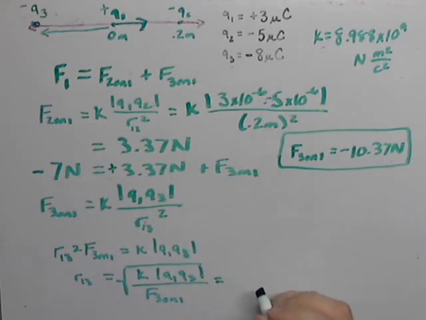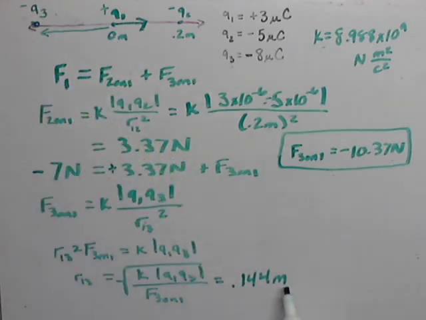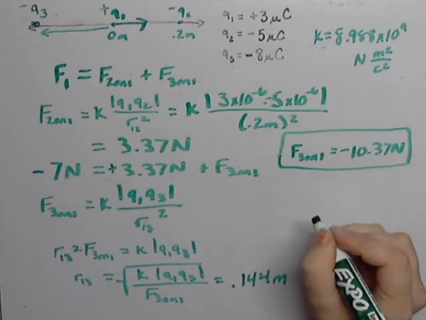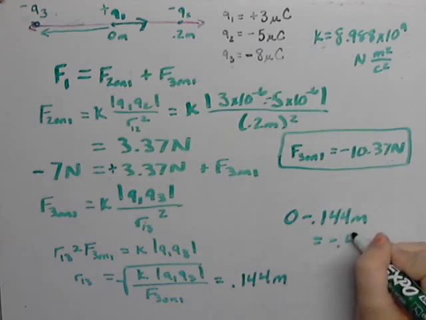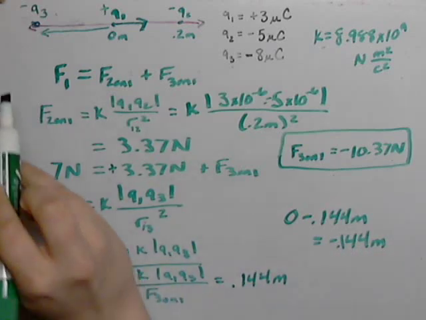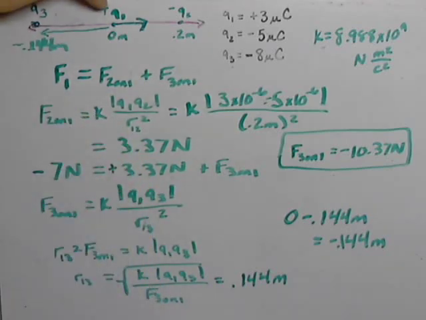In your calculations, you should get something around 0.144 meters. Now, the distance between Q1 and Q3 should be 0.144 meters. Thankfully, Q1 again is at the origin, so all you have to do is take the difference of the two. 0 minus 0.144 meters is equal to negative 0.144 meters. Therefore, Q3 is at negative 0.144 meters. If Q1 was at any other point, say 1, you wouldn't get the answer so easily.